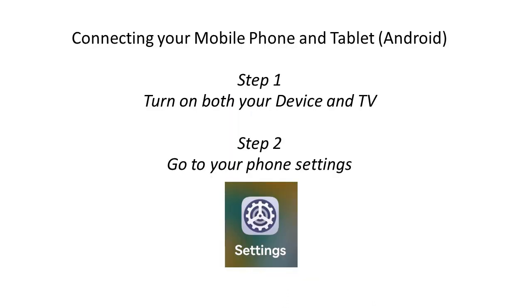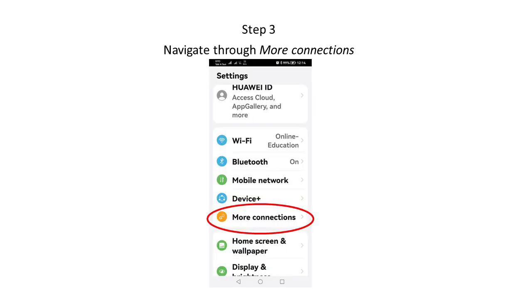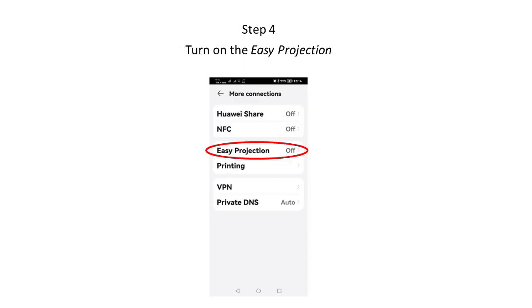Connecting your mobile phone and tablet. Step 1. Turn on both your device and TV. Step 2. Go to your phone settings. Step 3. Navigate through more connections. Step 4. Turn on the easy projection.